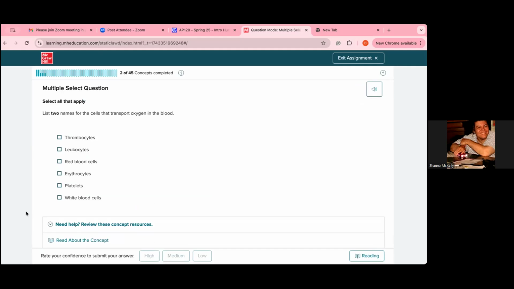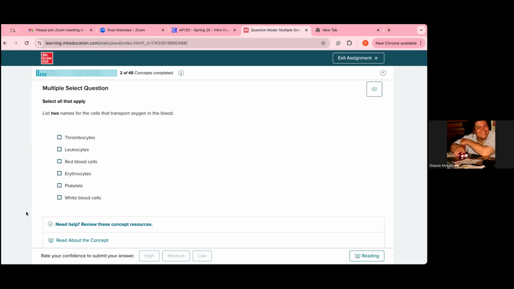List two names for the cells that transport oxygen in the blood. Two names for the cells that transport oxygen. Thrombocytes, leukocytes, red blood cells, erythrocytes, platelets, and white blood cells. Transport oxygen, I think that's the red, let's look, but I think that's the red blood cells that do that.